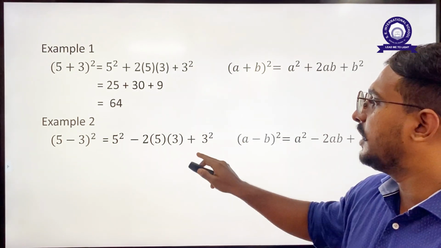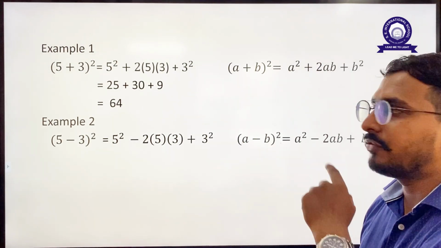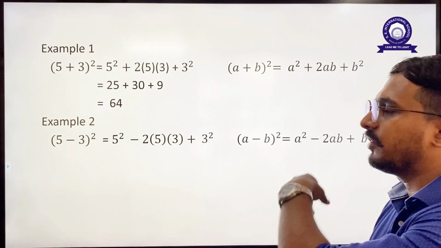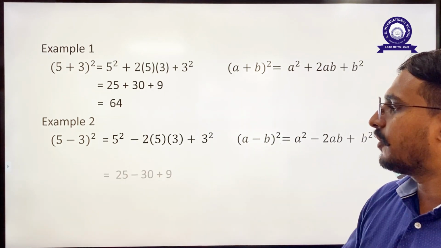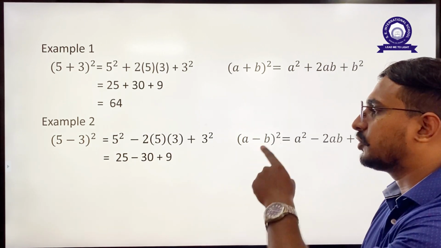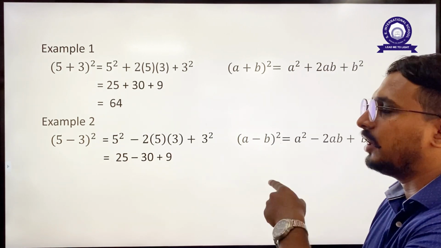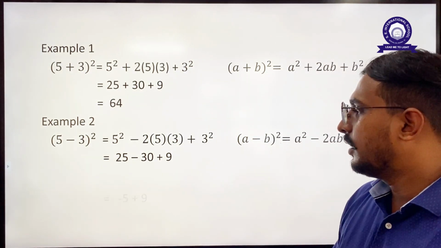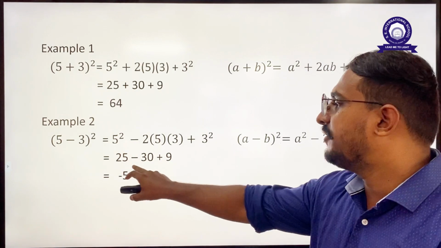The plus before b square remains the same in both cases, whether you have a plus b or a minus b. Moving forward, 5 square is 25, minus 2 into 5, that is 10, and 10 into 3, that is 30, plus 9, which is 3 square. Then third, you can see 25 minus 30.